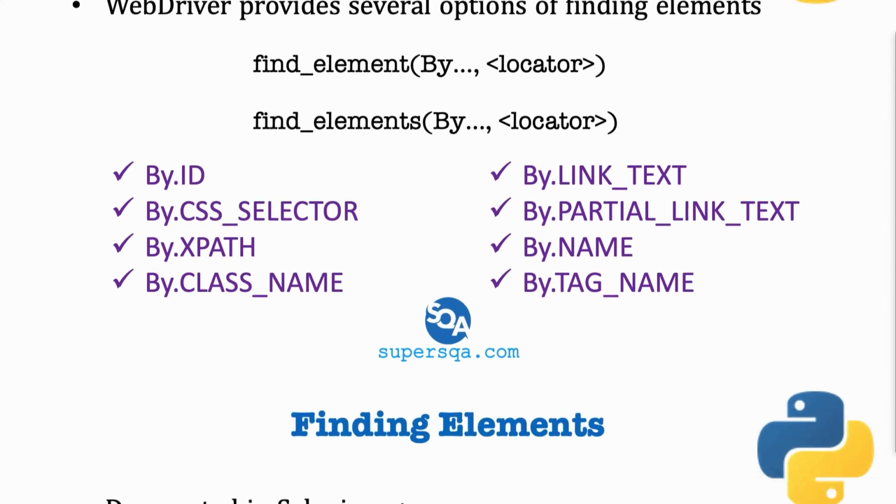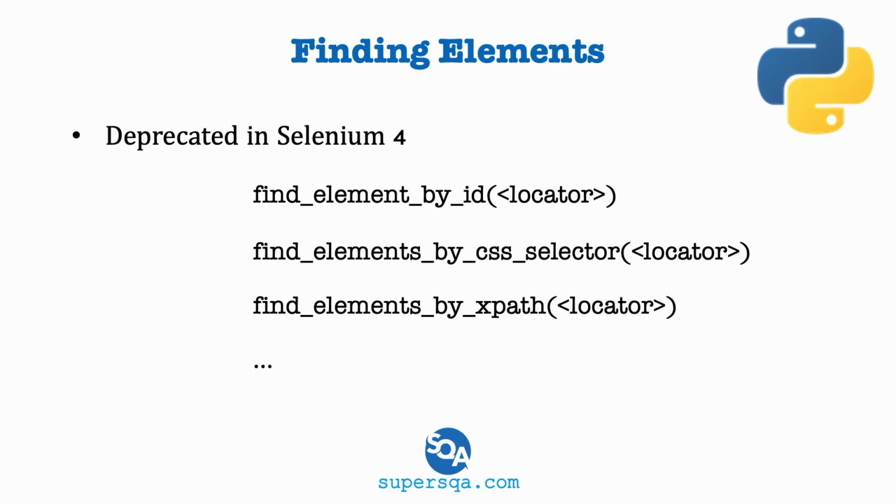All right, so one thing I want to show you is, if you're looking at a little bit of older code, you might find a method that says find element by ID, find element by CSS Selector, find element by Xpath, and all the other ones, and it just says find element by something, find element by.